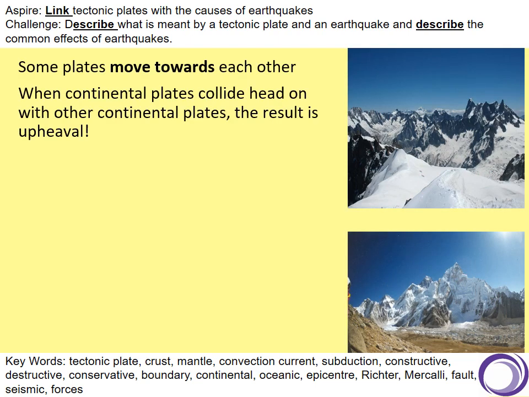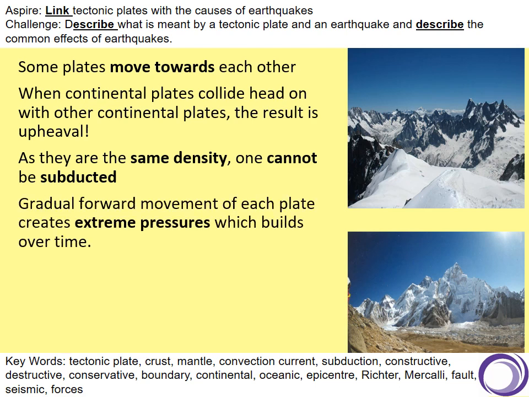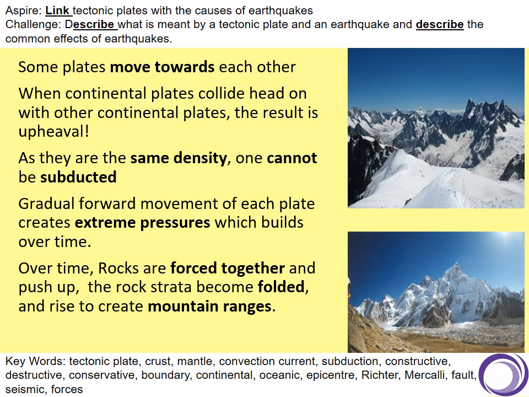So plates are at parts of the Earth moving towards each other. When continental plates collide head-on with other continental plates, the result is a process called upheaval. And this is partly because the two types of crust are the same density, so therefore one cannot be subducted, one won't be forced down below the other one. That gradual forward movement of each plate will create extreme pressures, and that builds up over time. And as the rocks are forced together, they're pushed up. The rock strata become folded and they rise to create mountain ranges. And these ranges, like the Himalayas, continue to grow on a yearly basis.